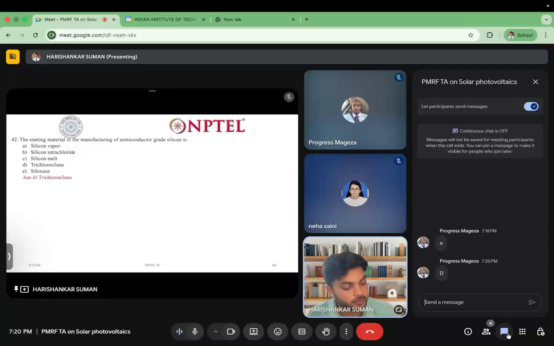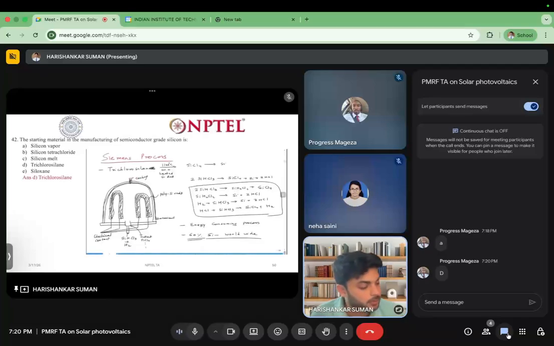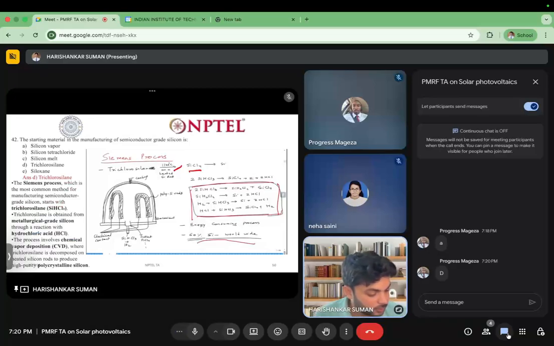Yes, you are right. So please see this equation. Please remember, recall what this is, what the temperature is, what the starting material is, what the yield and energy consumption are. Okay. And trichlorosilane will be used as a starting material, obtained from the metallurgical grade, using HCl and CVD, chemical vapor deposition.